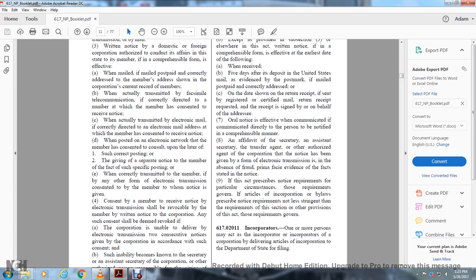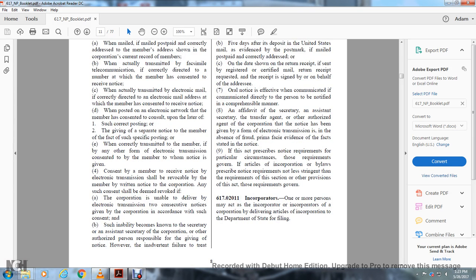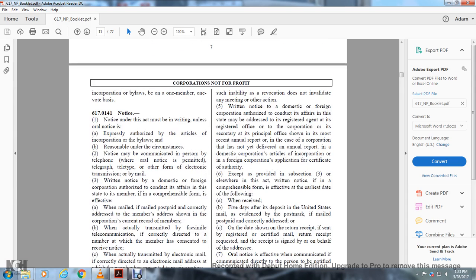Any such consent shall be deemed revoked if the corporation is unable to deliver by electronic transmission two consecutive notices given in accordance with the consent, and such inability becomes known to the secretary or assistant secretary of the corporation or other authorized person responsible for giving the notice. However, the inadvertent failure to treat such inability as a revocation does not invalidate any meeting or other action.